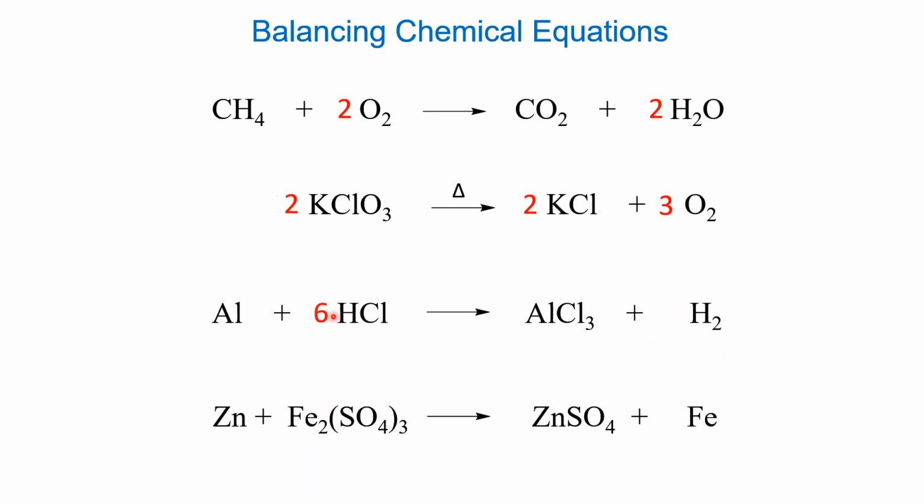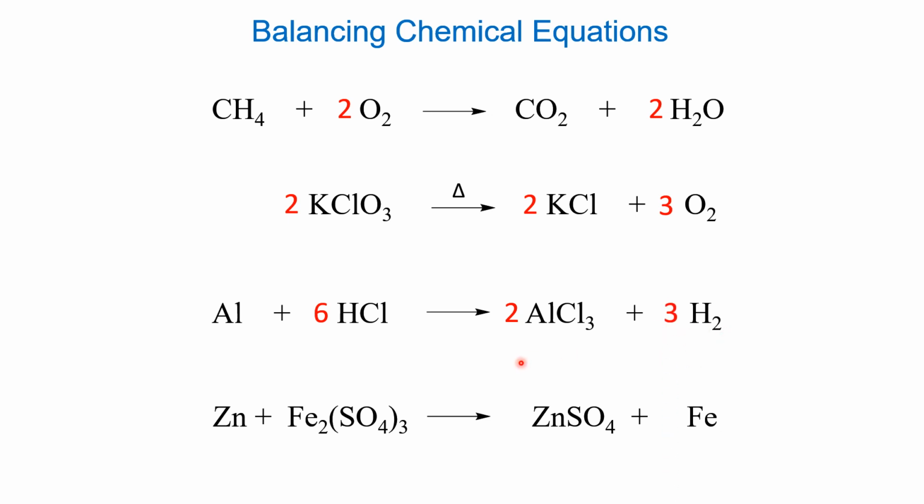So first I will change this to 6. You may wonder why 6. Why don't we change it to 3? Because we don't have 3 chlorine here. If I change this to 3, they have 3 hydrogen, 2 hydrogen, that's still not balanced. But if I change it to 6, then I can change this coefficient to 2, then I have 6 chlorine in the product, balanced. And the 6 hydrogen, there's 2, so I change that to 3, then I can balance hydrogen.